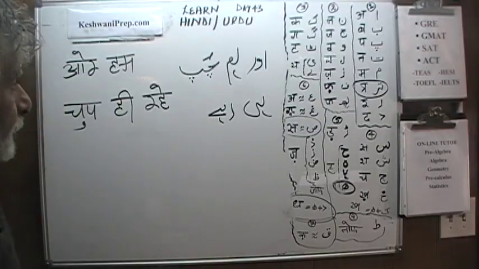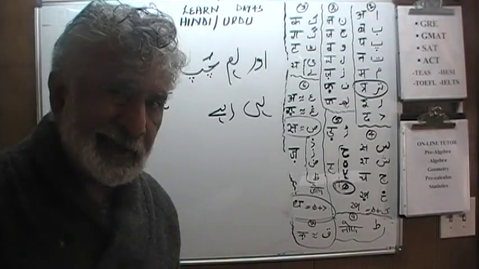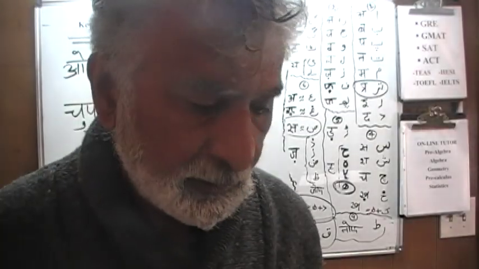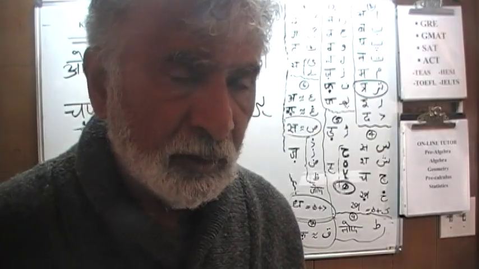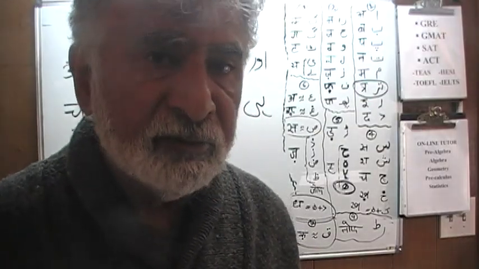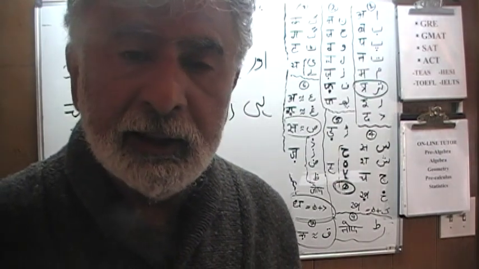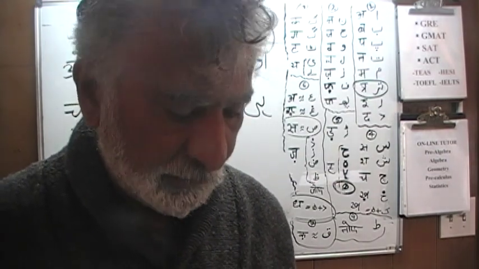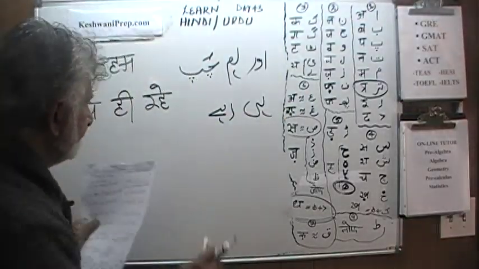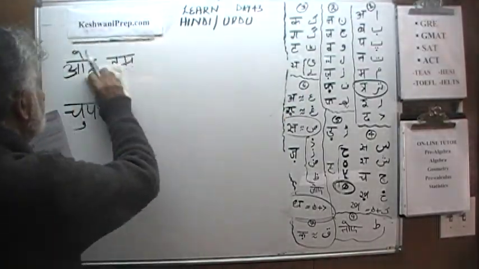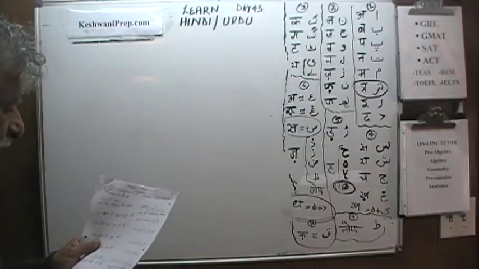Aur hum chup hi rahe. And I kept silent. I remained silent. Teri ulfat mein sanam, and in your love, my darling, dil ne bahut dard sahe. My heart endured too much pain, and yet I remained silent. I kept quiet. So the next line, number 4.